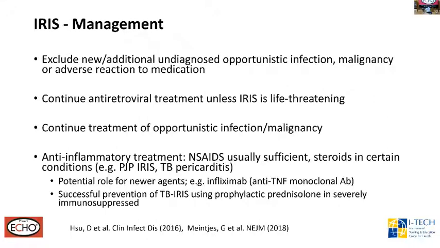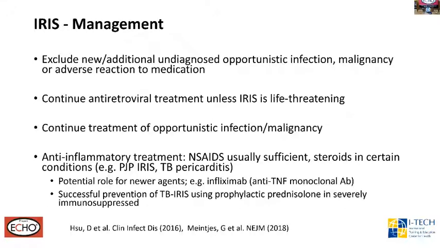A lot of times what we may wind up doing is ruling out the common things, and if we don't get a hit from things we can test for, treat empirically, and often for more than one thing at a time. So as I said, exclude any additional infections or malignancies or adverse drug reactions. Continue antiretroviral treatment unless the manifestations are life-threatening. And that is thankfully fairly uncommon.